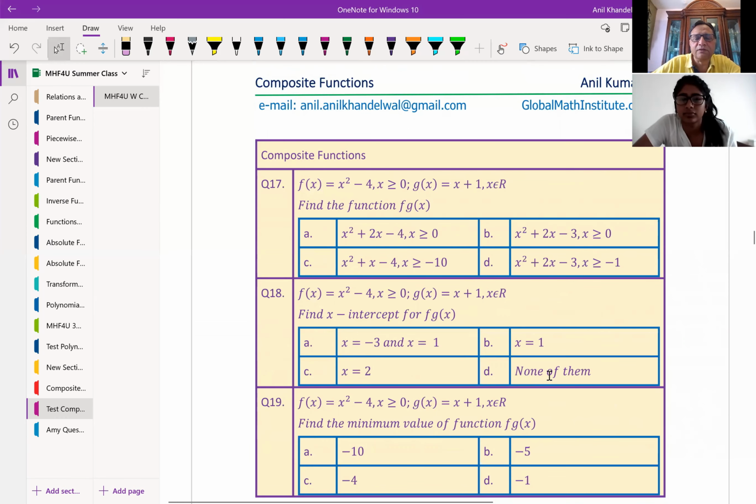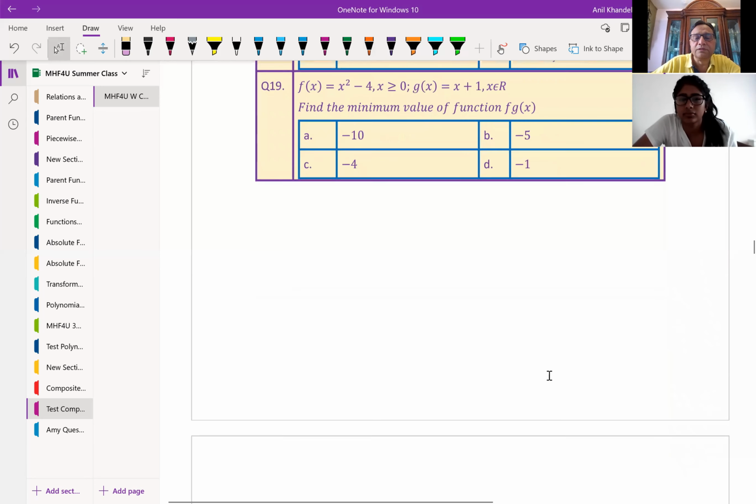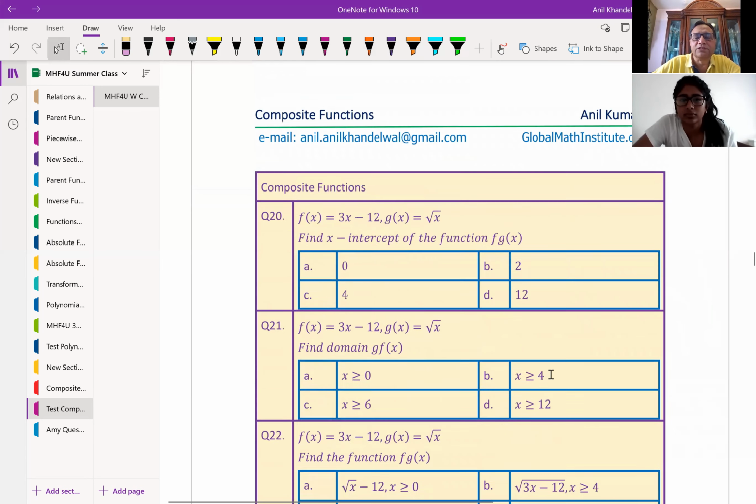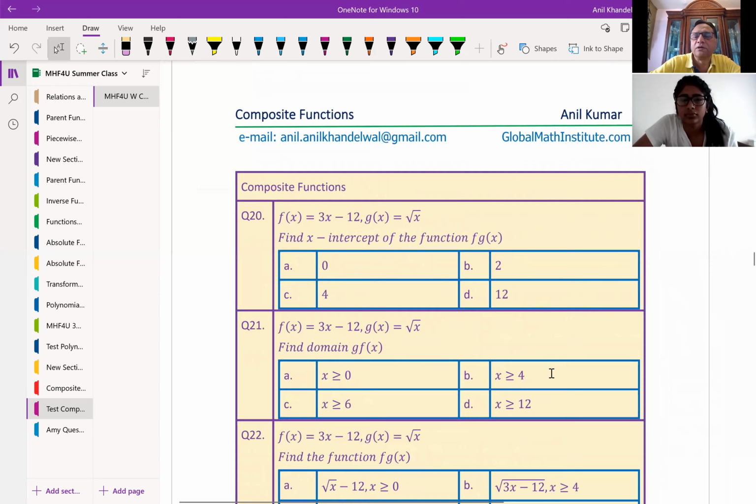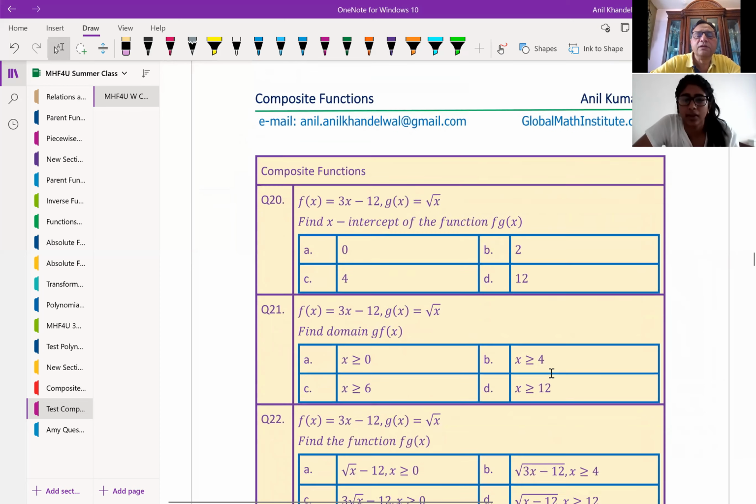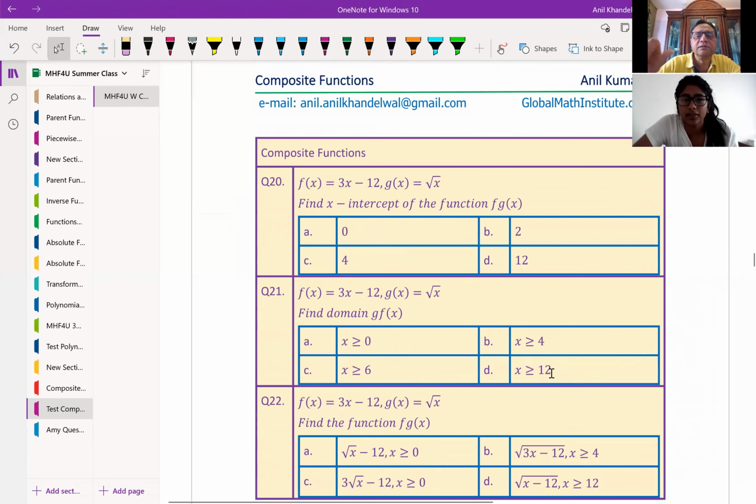So the next three set of questions are on a combination of a parabola and the square root. So let's look into the square root function now, okay? Question number 20. Can you please read this? So f of x equals 3x minus 12 and g of x equals square root x. Find the x-intercept of the function f of g of x. Now tell me how will you do?